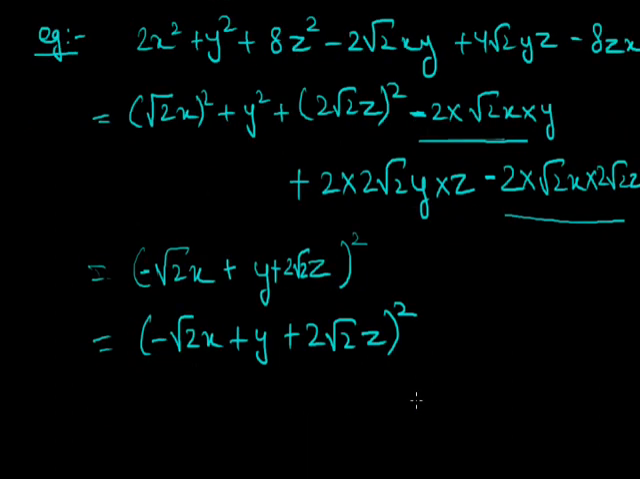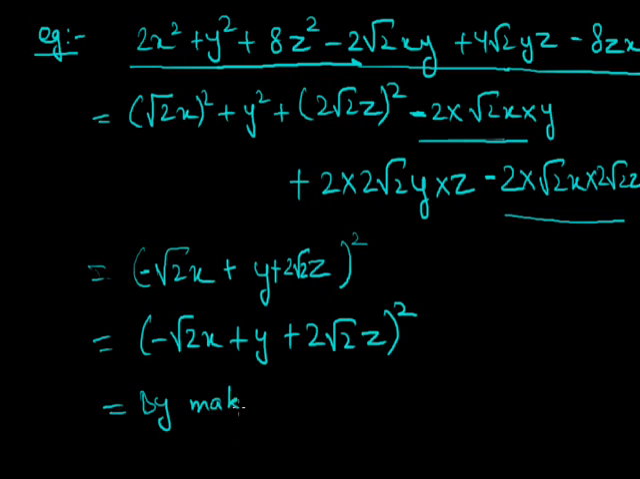And if you open this, you will get the same terms as the initial polynomial, that is 2x square plus y square plus 8z square minus 2 root 2 xy plus 4 root 2 yz minus 8zx. So in this way we have made a perfect square of all the terms and made it a single term. That is, we have done the factorization by making a perfect square.